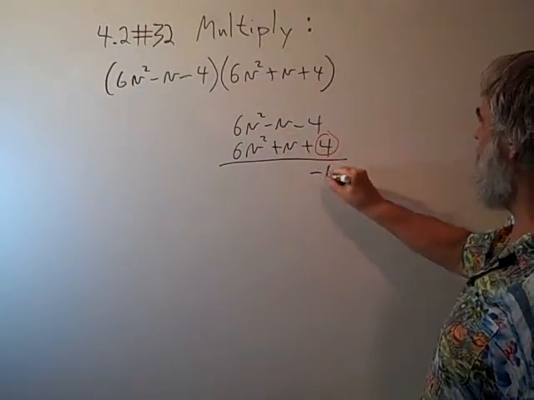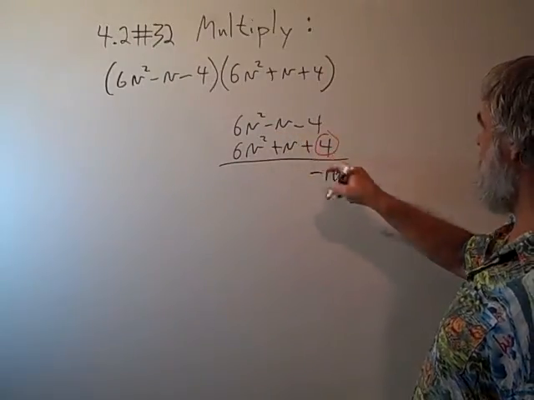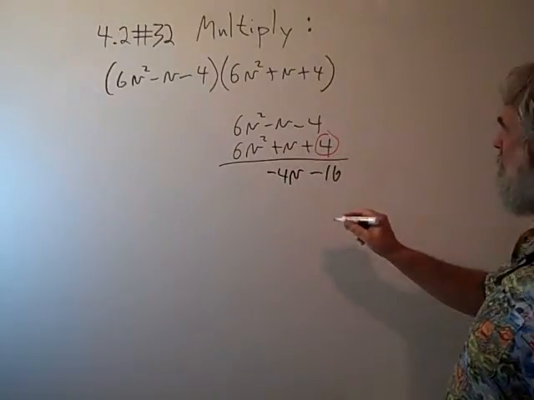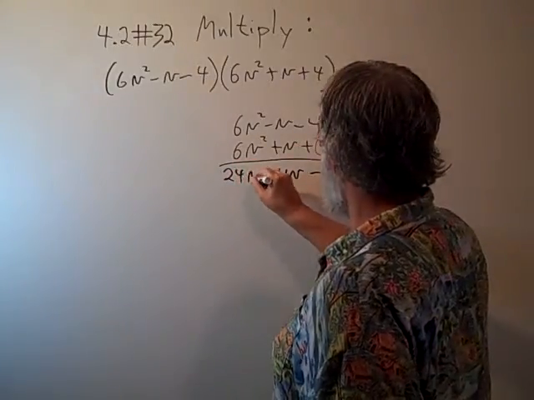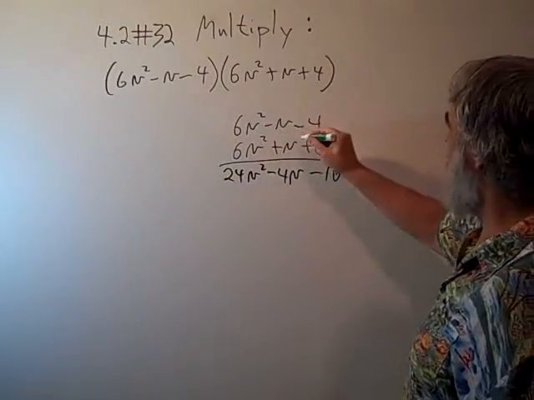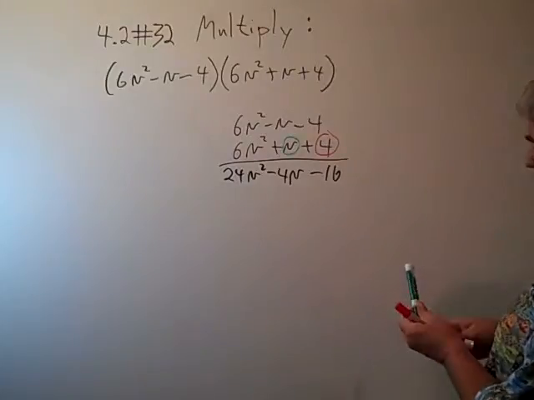So first it's every term in the top polynomial times the 4 term in the bottom one. So negative 4 times 4 is negative 16. Negative v times 4 is negative 4v. 6v squared times 4 is 24v squared.